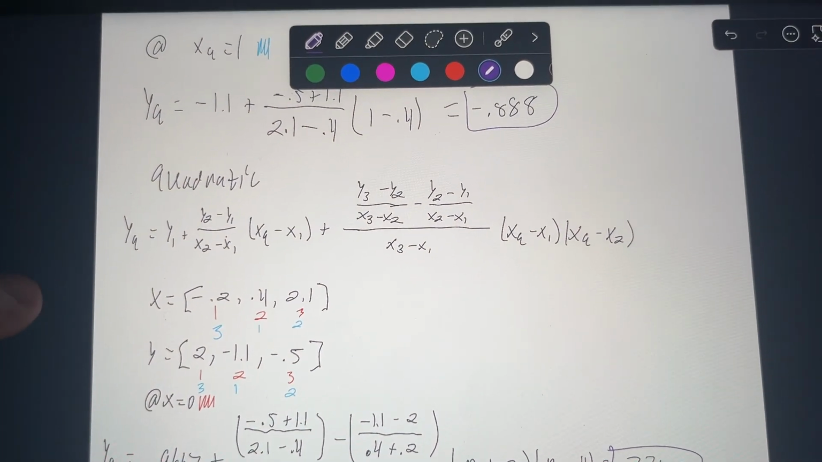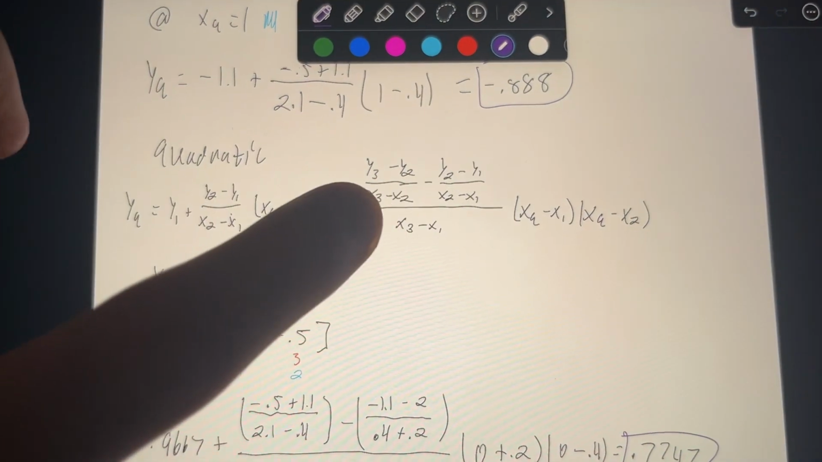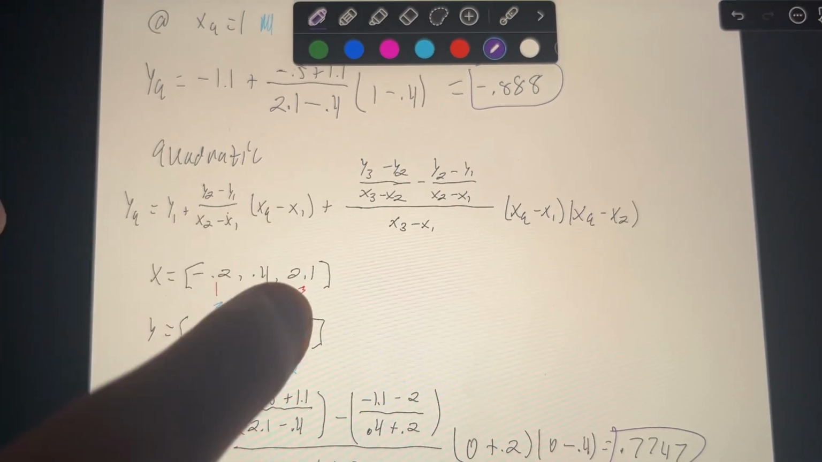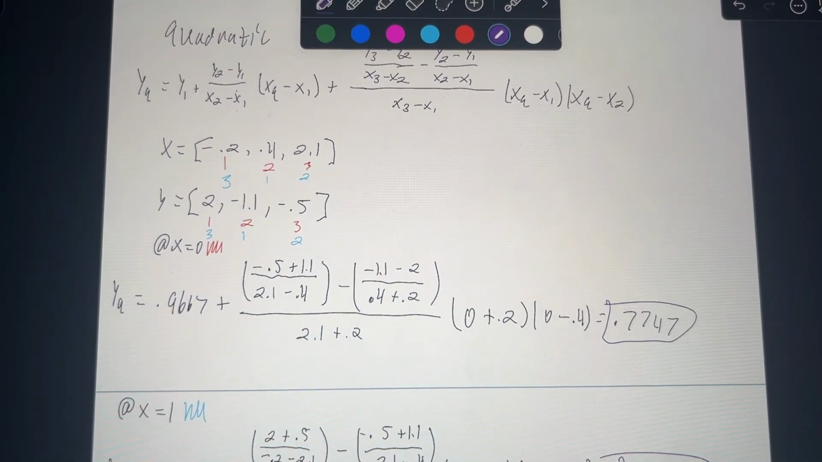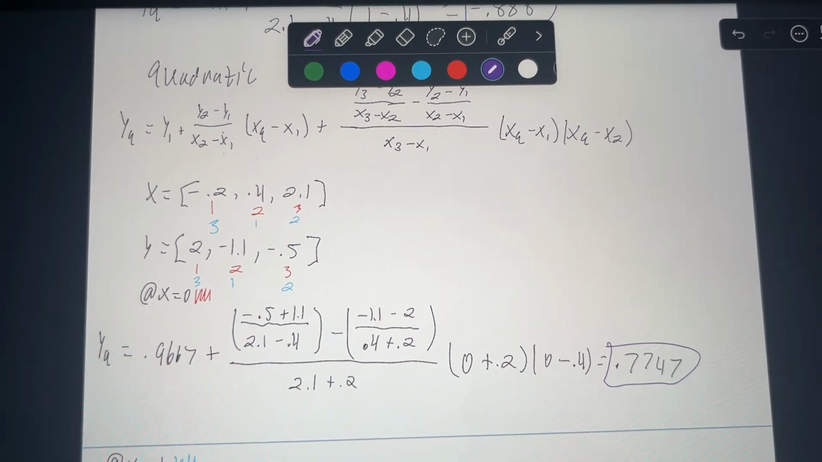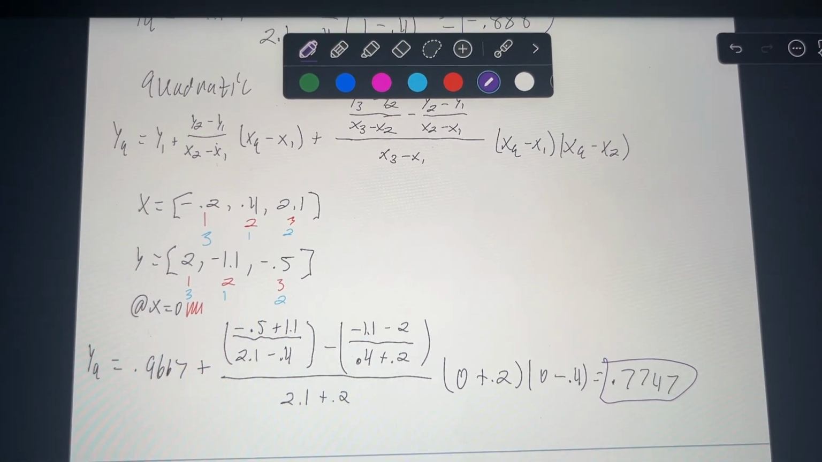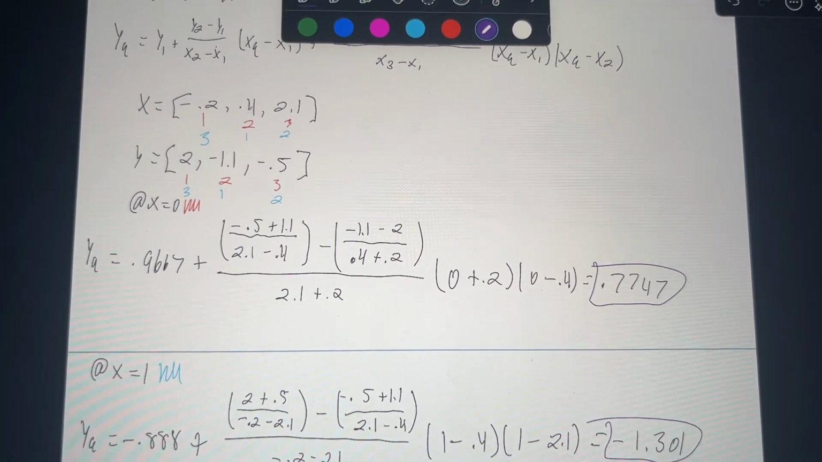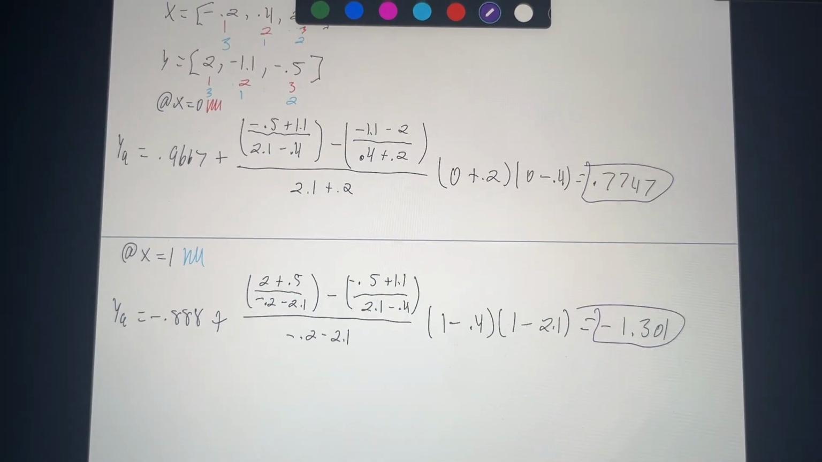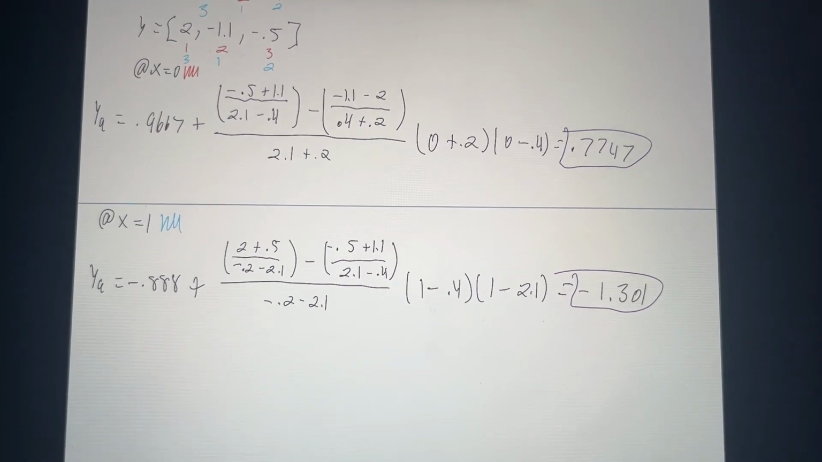And then quadratic, it's just the linear formula with the addition of this quadratic term right here, introducing that third value of x and y. And once again, I wrote down numbered everything for x at 0 and x at 1. So y of q at x equal to 0, I got 0.7747. And then y of q at x equal to 1, I got negative 1.301.